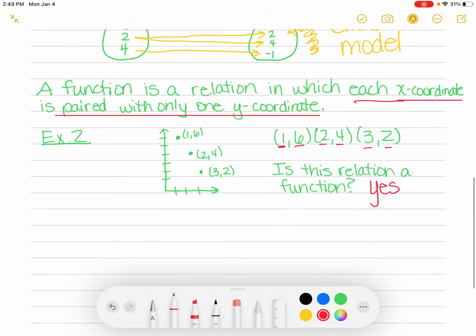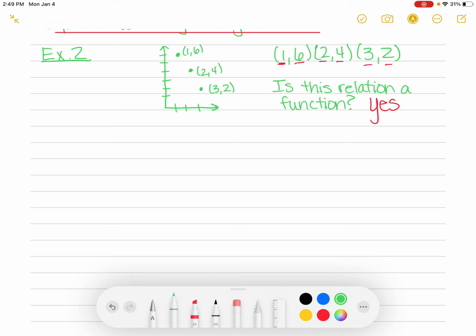Okay, let's look at one that's a no, because that's usually what helps a kid really see what the function is.